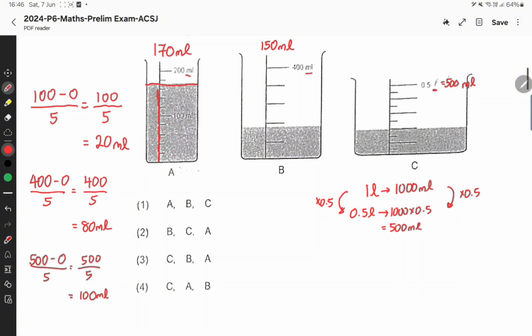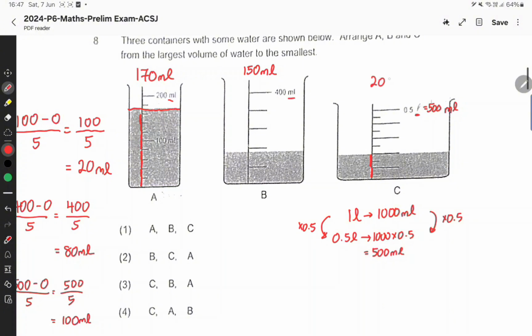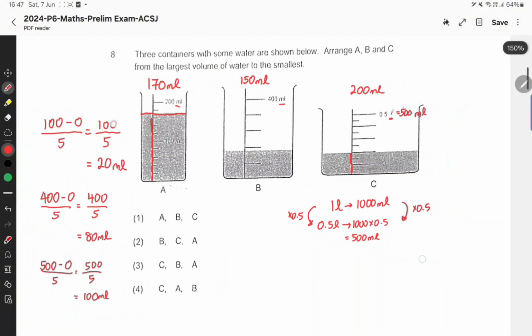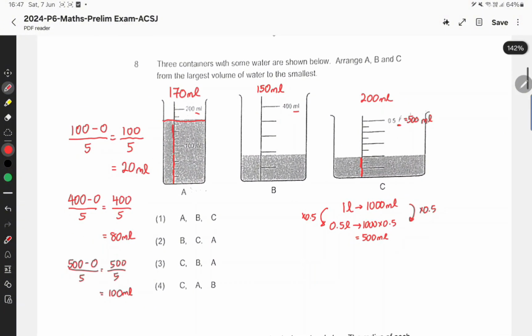So therefore, this is 100 milliliter and here is 200 milliliter. So therefore, container C has 200 milliliter. Now, from the largest volume of water to the smallest, our largest is container C. So therefore, option 1 and option 2 are out. Now, we are left with container A and B. Container A is the next largest, so container A. So therefore, the answer to question 8 is 4.